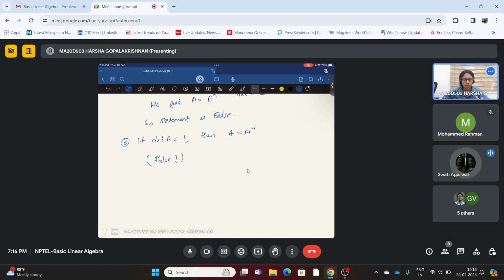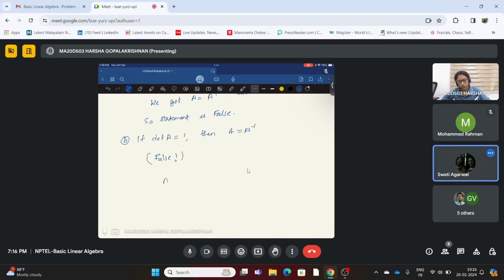We can put 2 in A11, then like 2, 1, 1, 0. A equal to 2, 1, 1, 0. Now what is the determinant? 1, it is coming, but I haven't checked. No, determinant is minus 1, right? Oh, sorry, it's 0. So 2, 1, 1, 1, 2, 1, 1, 1.